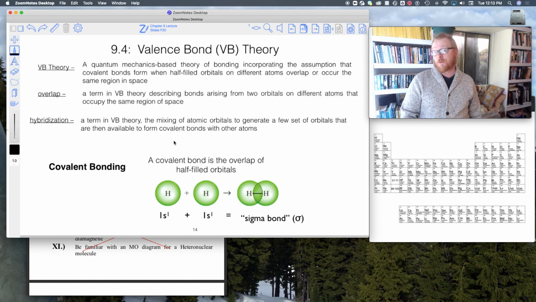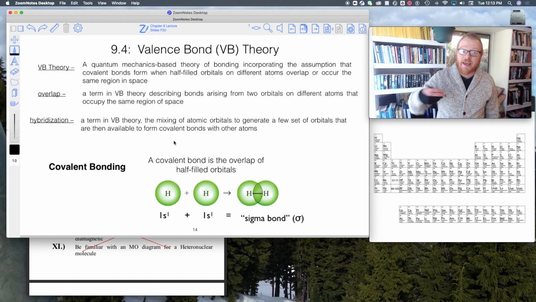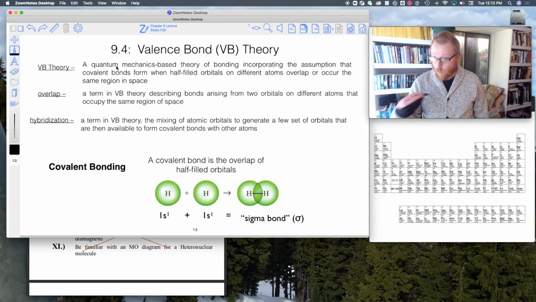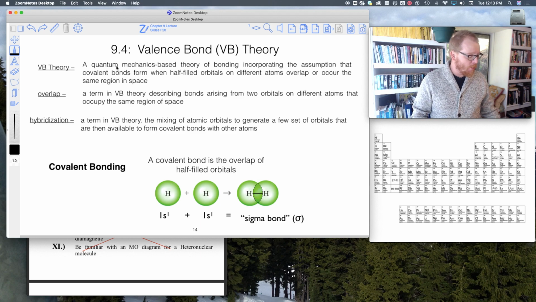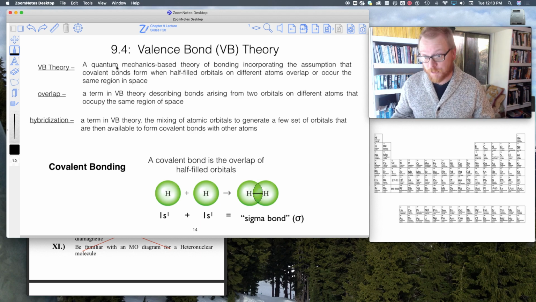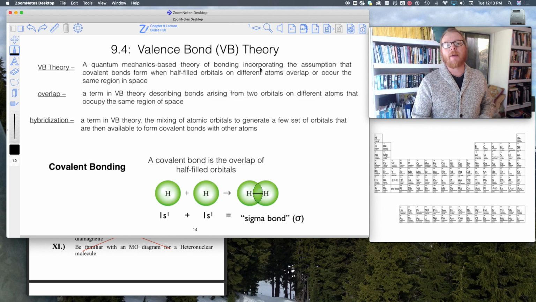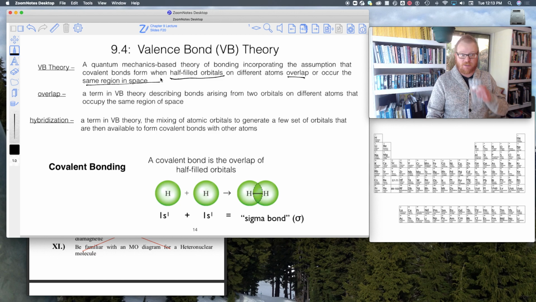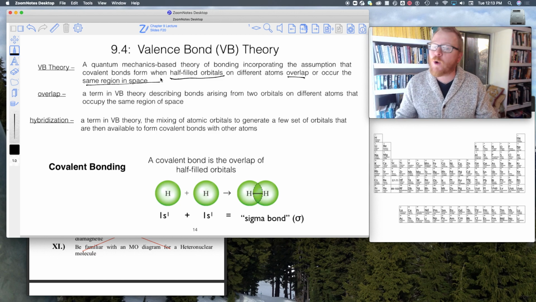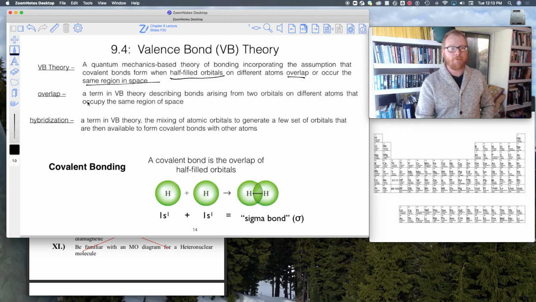Valence bond theory, or VB theory. It is a theory rooted in quantum mechanics. So basically that means the orbitals. And it incorporates the assumption that covalent bonds form when half-filled orbitals on different atoms overlap or occur in the same region of space. Okay, so what does that overlap mean?